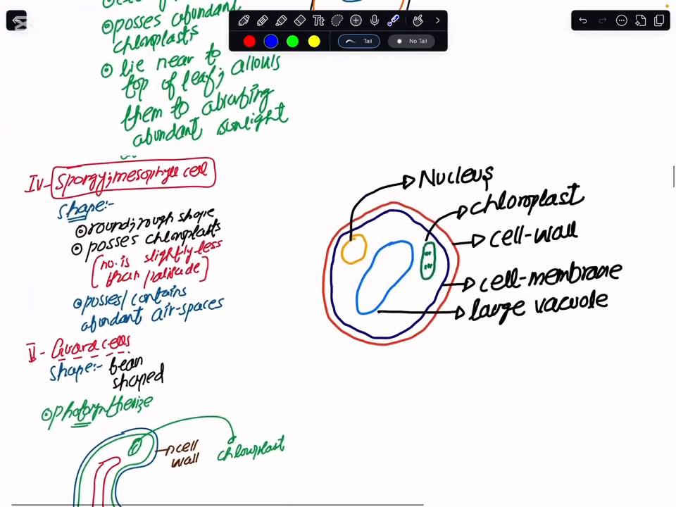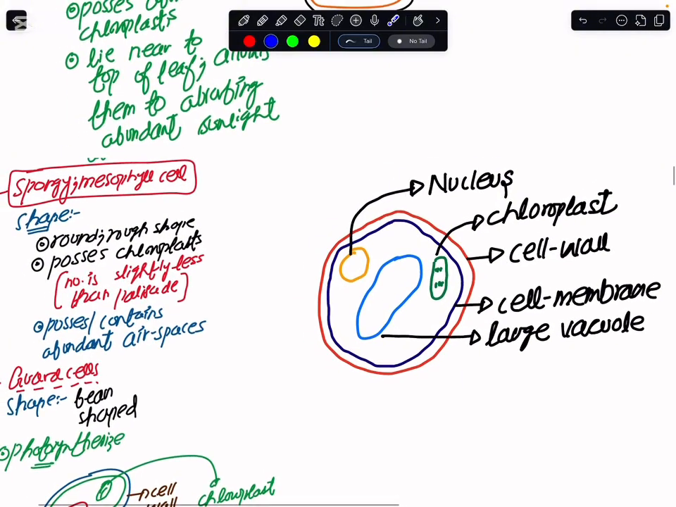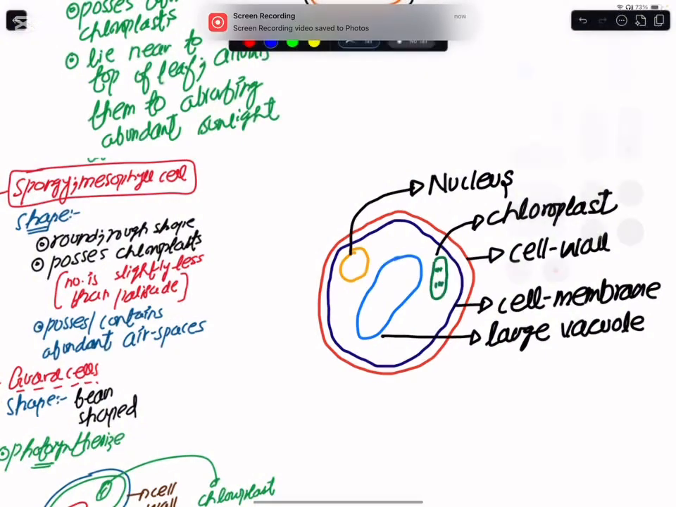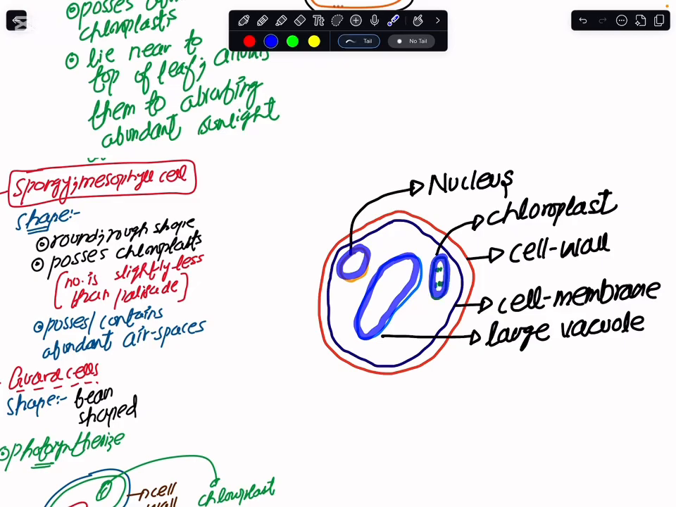Now, these are the spongy mesophyll cells, and compared to the palisade mesophyll cells, they look of a rougher shape, a bit rounded. For these spongy mesophyll cells, this is their cell wall. Here comes their cell membrane. Then we have their large vacuole coming here, and then we have their nucleus here, and they have also got chloroplasts in them. But compared to the palisade mesophyll cells, the number of chloroplasts in the spongy mesophyll cells is less. Since these spongy mesophyll cells have a lot of air spaces in them, that is why they are termed spongy.